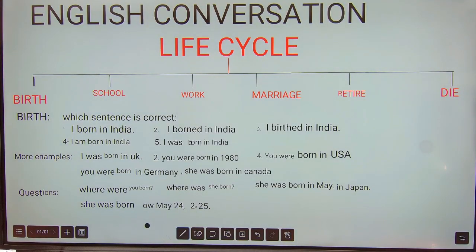English conversation life cycle. You can see here, you can learn English conversation through your life cycle. What happens? First is birth, then you go to school as a child, then you go to work when you grow up, then there is a marriage, and then you retire, and then at the end of your life you die.